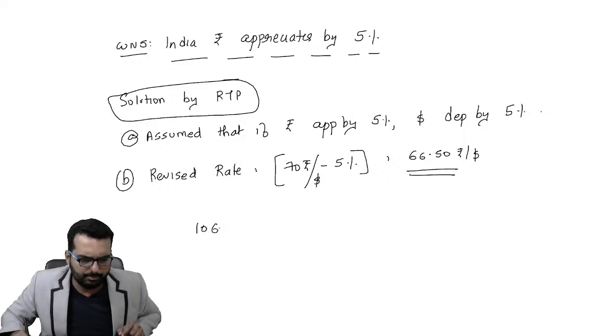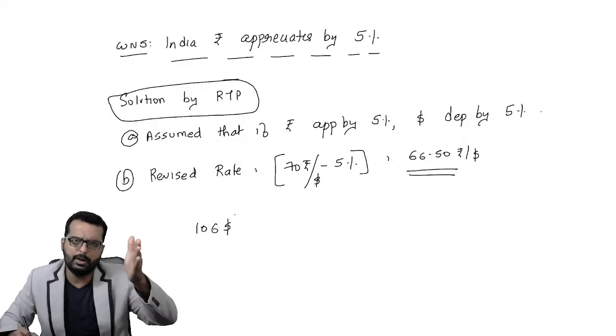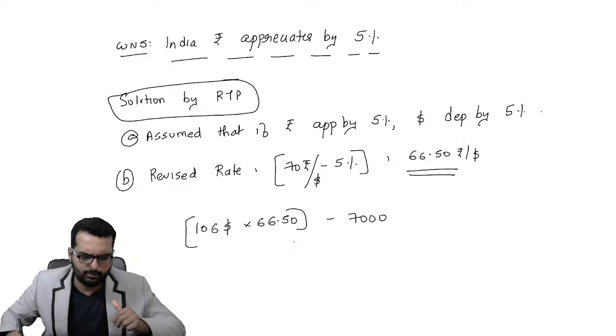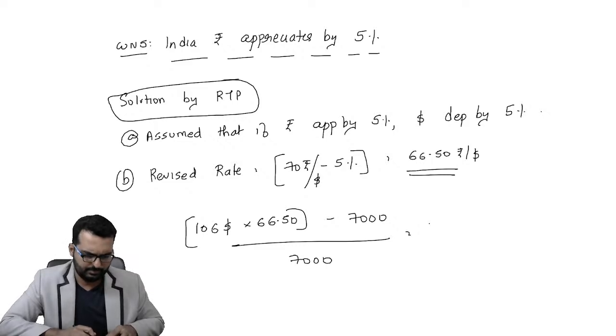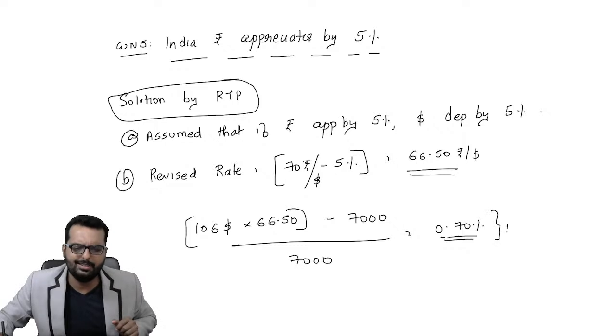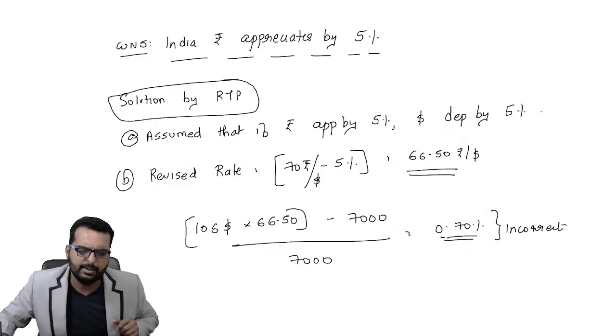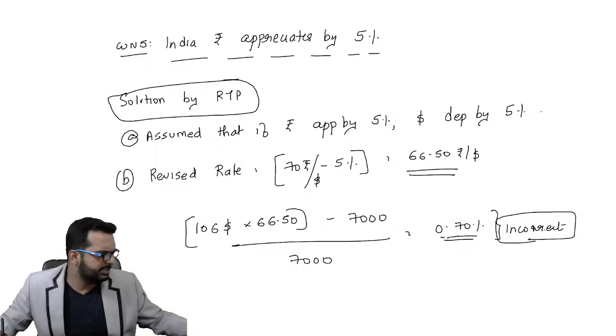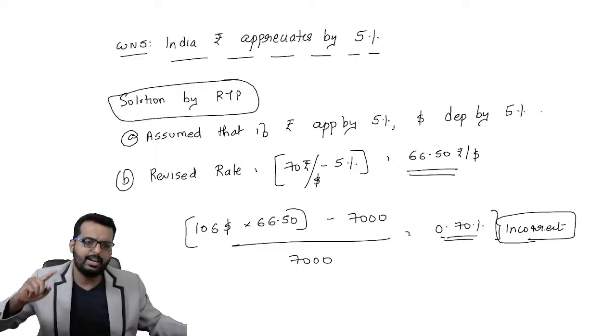So now the return would be $106. That is $3 coupon and $103, 100, that is the closing value into 66.5 minus 7,000 whole divided by 7,000. You get the answer as 0.70%. This is the answer as per RTP, but this answer is incorrect because they have taken a wrong assumption that both are going to appreciate and depreciate at the same rate. I will give you the correct answer once you do this.